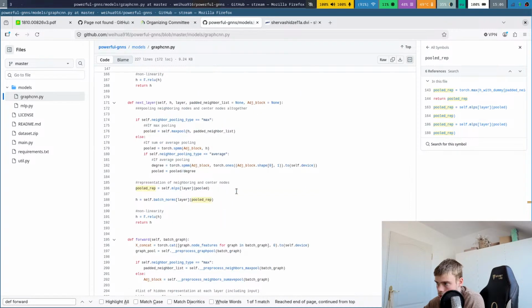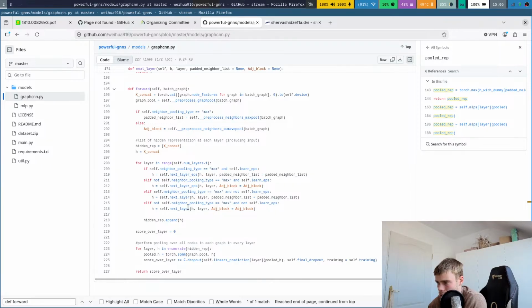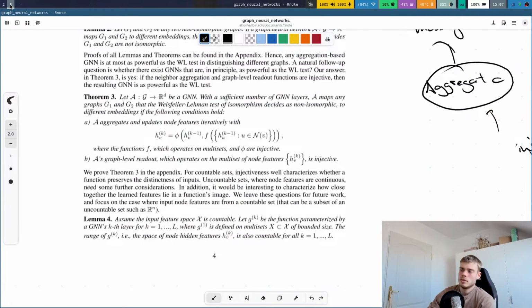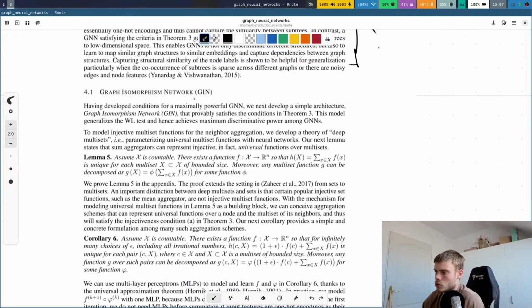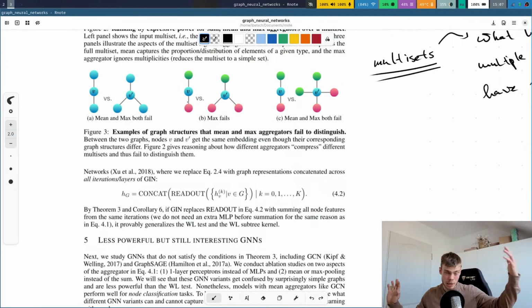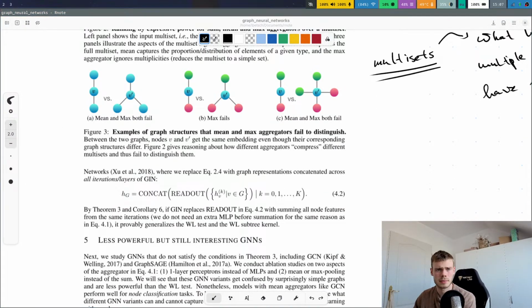And we do this padded neighbor list. Okay, padded neighbor list. They need this for the max pooling, okay? I think this is, of course, I would probably not be able to implement this right now out of my head, but if we would take some time, we would probably get this to work, which we will maybe do in a future stream.